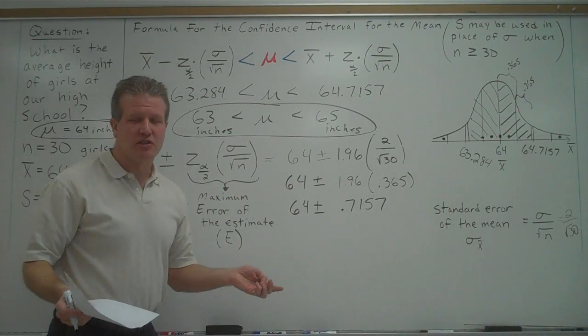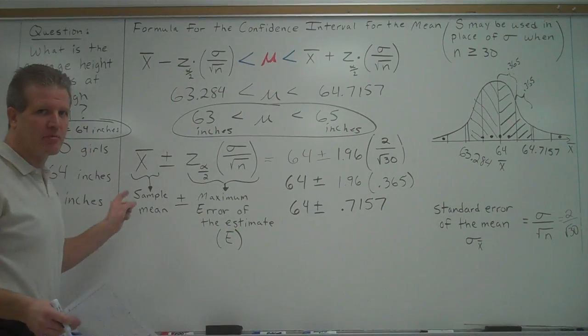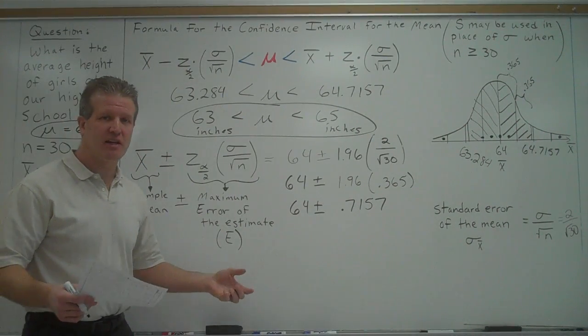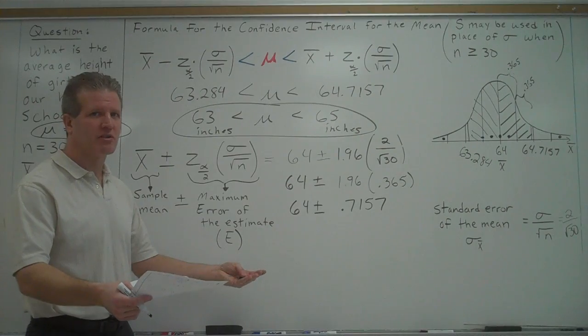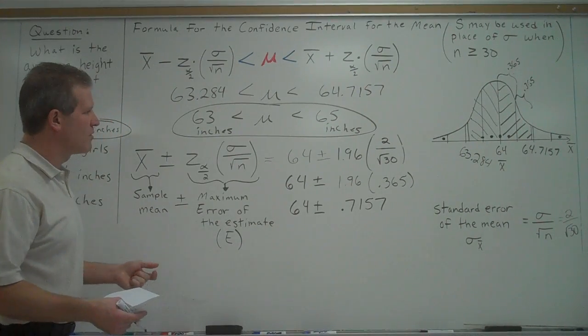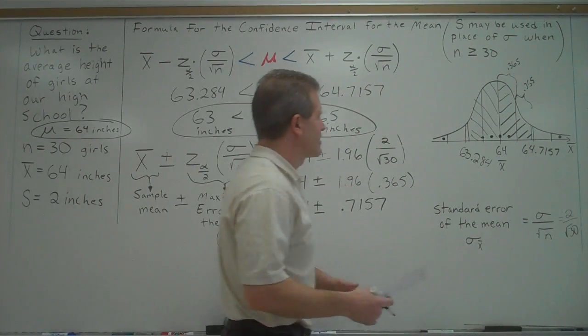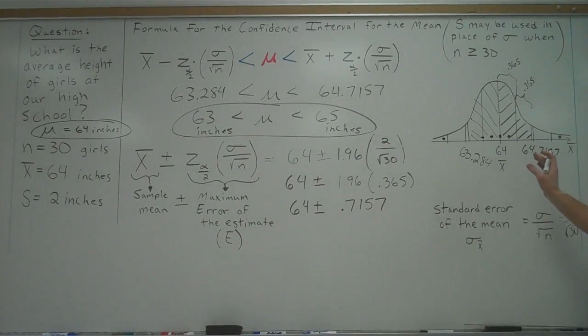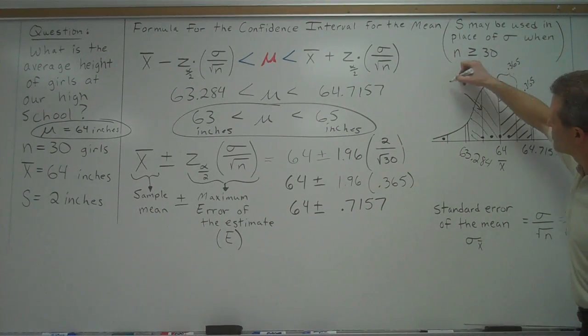This is called inferential statistics. I'm using sample data to make an inference or an educated guess about my population mean. Now, I should point out that a 95% confidence interval is giving me 95% of the area of this distribution.